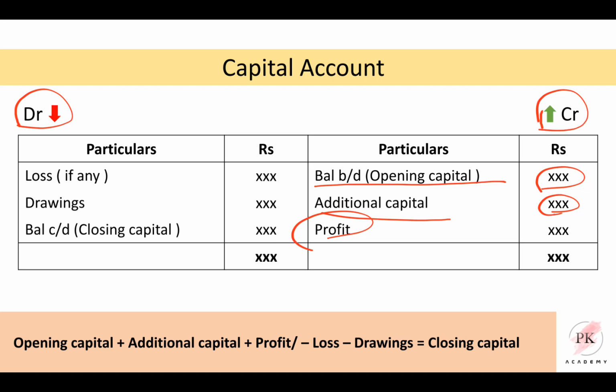And when there is a profit, the profit would be given to the proprietor by way of adding to the capital, so again capital is increased, so it is credited.